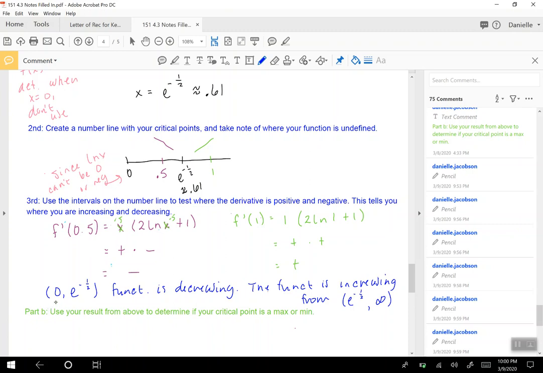Thinking about the endpoints here, I know I can't include the 0 or anything before it because my function isn't defined at 0, so that's why I have a parenthesis. I wouldn't include the e to the negative 1/2 because my derivative there is 0. That means this function isn't increasing or decreasing at all. It's just constant, that horizontal line. Similar idea for the increasing part: I can't include e to the negative 1/2 because my derivative is 0 there, which means the function is holding constant.